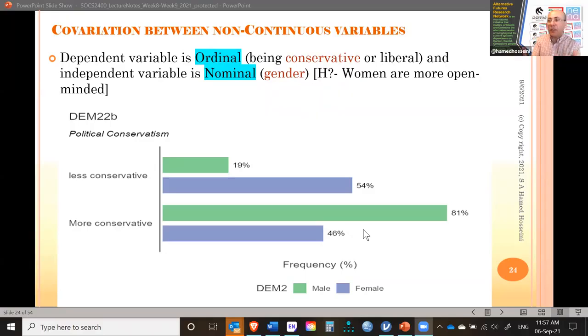You can see a scatter plot is not going to work because we don't have an increase in gender. And although less conservative, more conservative is kind of ordinal, it has only two categories. So I'm treating it like nominal. It only has two categories. So if you've got nominal versus nominal, kind of, then you have to go for these grouped or clustered bar graphs.